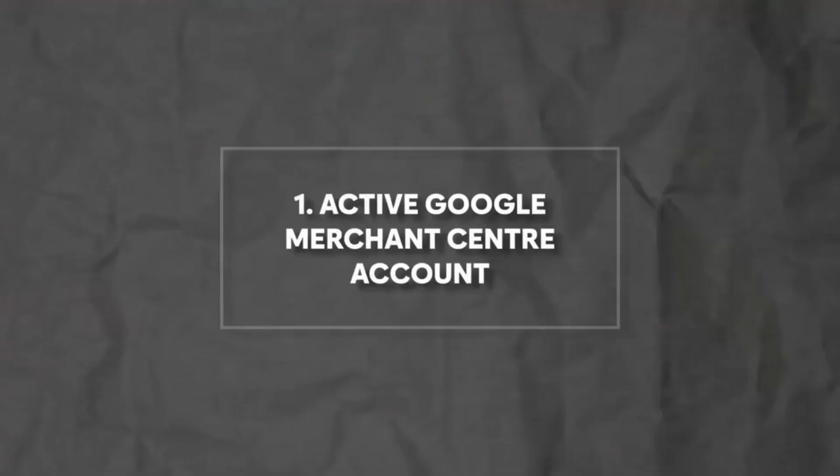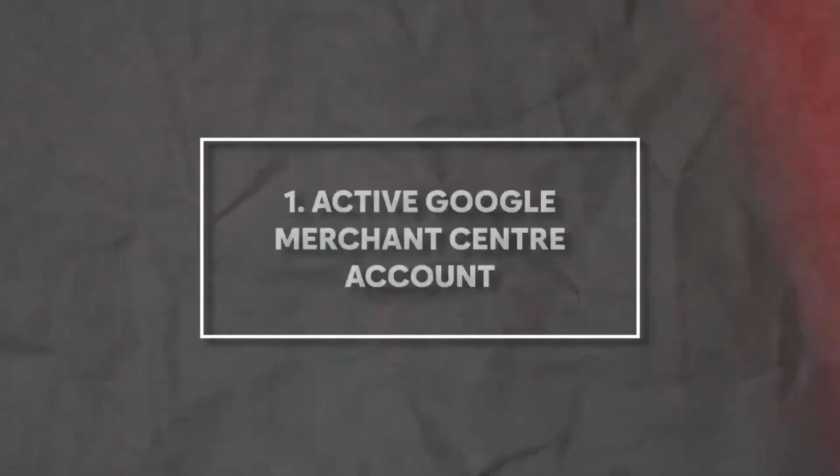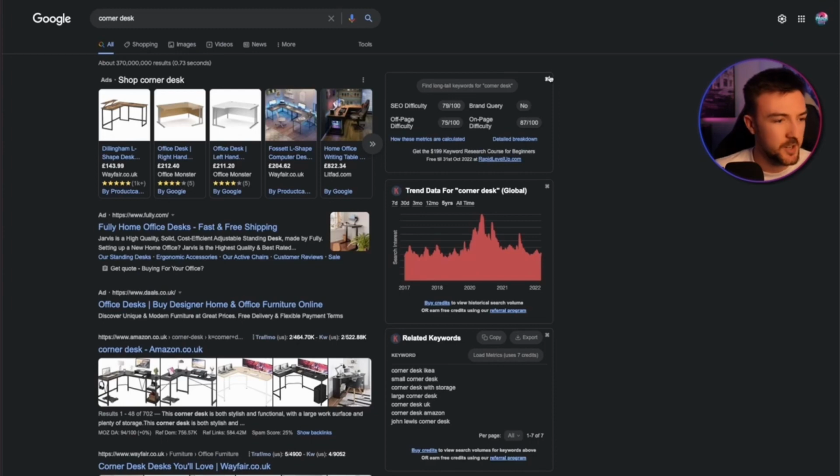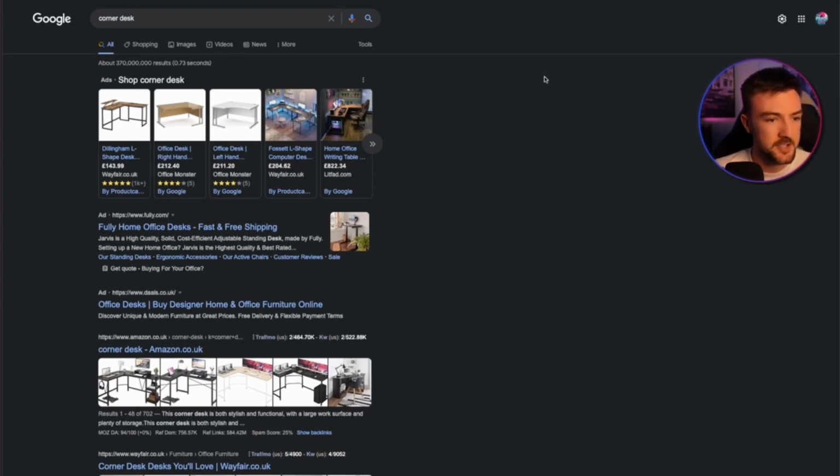So I've broken this down into 3 key steps that you can easily follow. Number 1 being have an active Google Merchant Center account. This will allow your products to appear on the shopping network on the free listings section and not just the paid section, meaning you're going to get shopping clicks for free. Now, we're just going to use the corner desk product here as a quick example. Now let's just get rid of this right here.